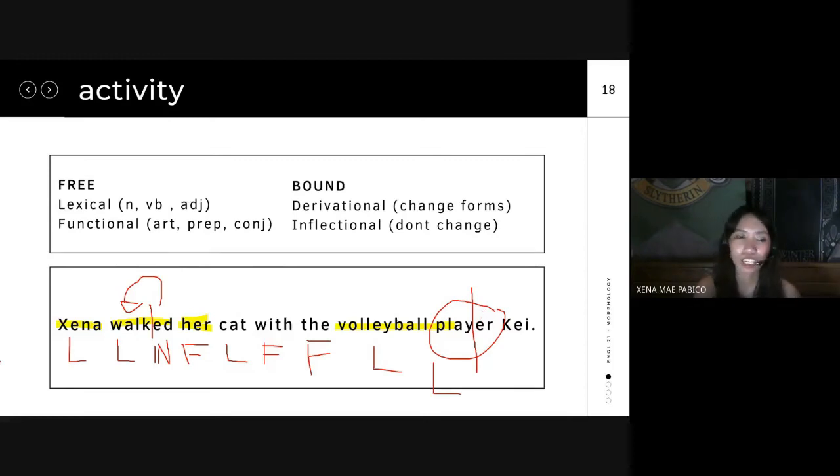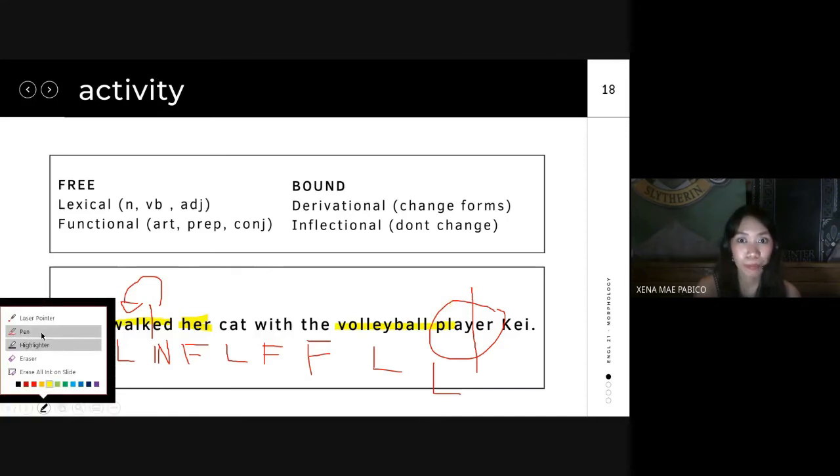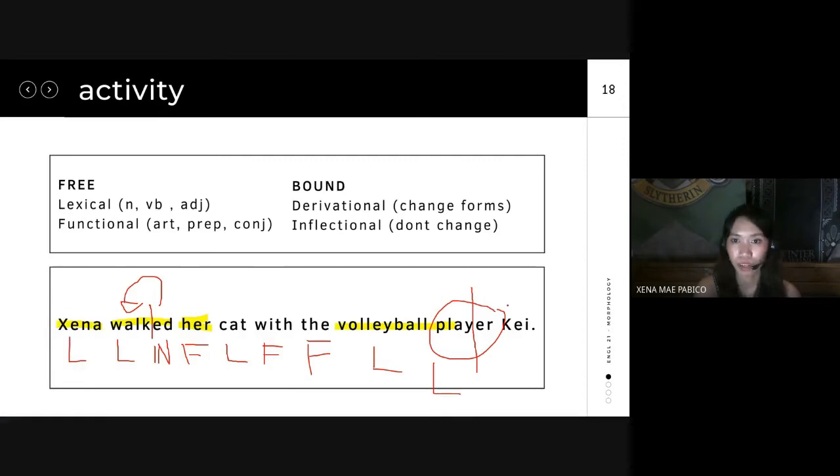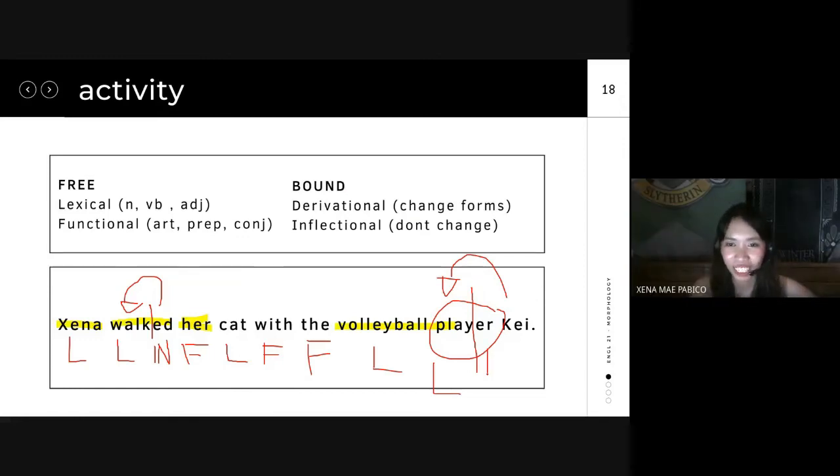How about ER? Jai, what do you think ER is? It is attached to the root morpheme play, therefore it's a bound morpheme. So what kind of bound morpheme is ER? It's inflectional. Close. It's derivational because it changed play, which was usually a verb, into a noun. Naging player siya. Naging noun na siya. So it's derivational.